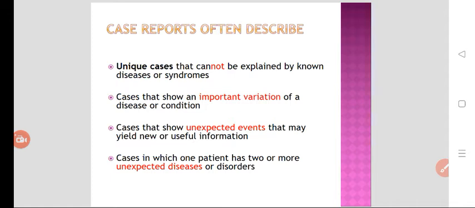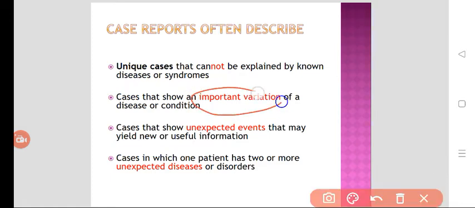A case report shows an important variation of a disease or condition. An unexpected event that may yield new or useful information. Unexpected events or unexpected diseases. One patient has two or more unexpected diseases or disorders. All this you can report as case reports, but you have to explain an individual case in detail, and that's why we call it a case report.